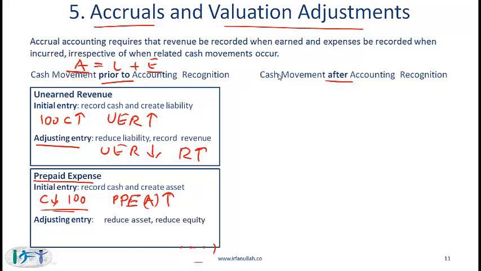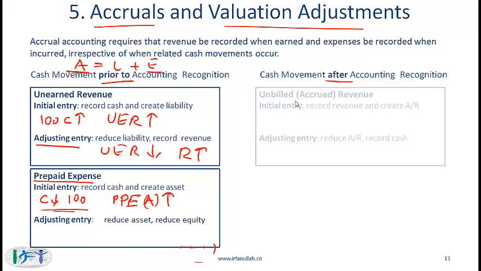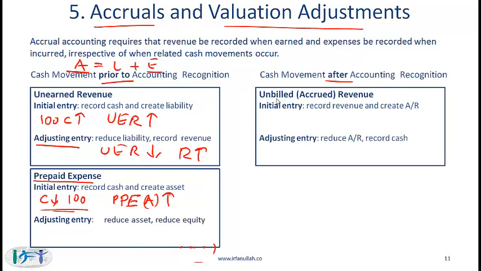Moving now to the other scenario where cash movement happens after accounting recognition. Here you can have a situation called unbilled or accrued revenue. Let's say John makes a sale where he delivers the product and he will receive money next month. Here he creates an entry called accounts receivable. Since he has shipped the product and he knows he will get money next month, he can record revenue. So revenue goes up and accounts receivable, which is an asset, also goes up.